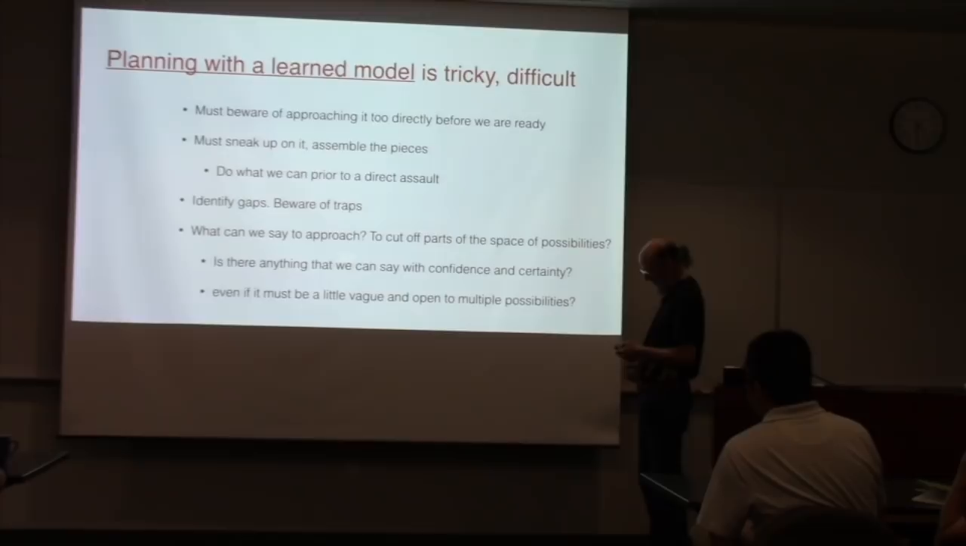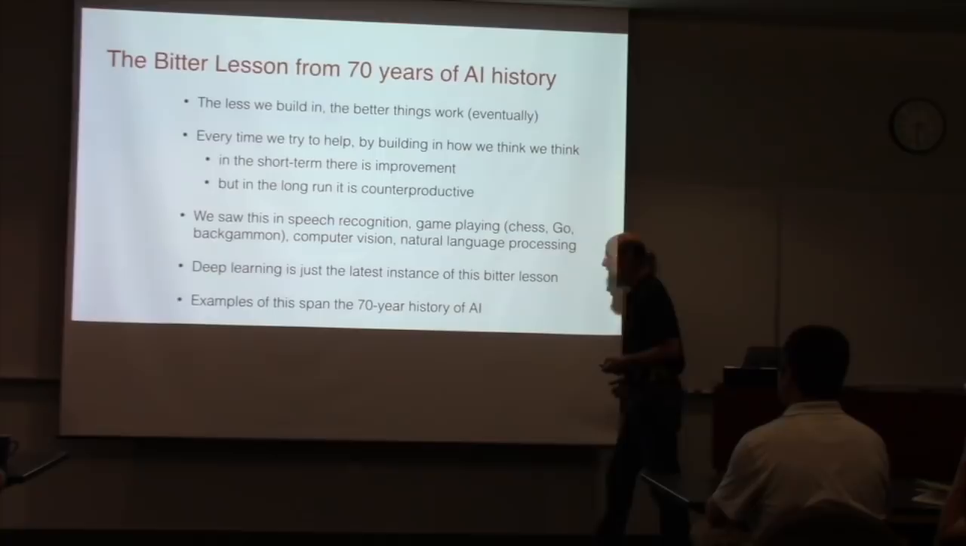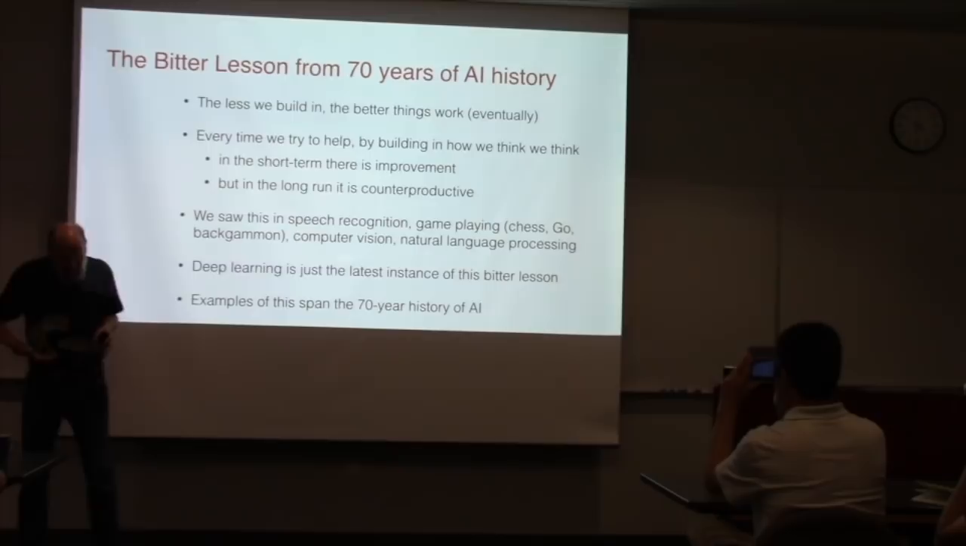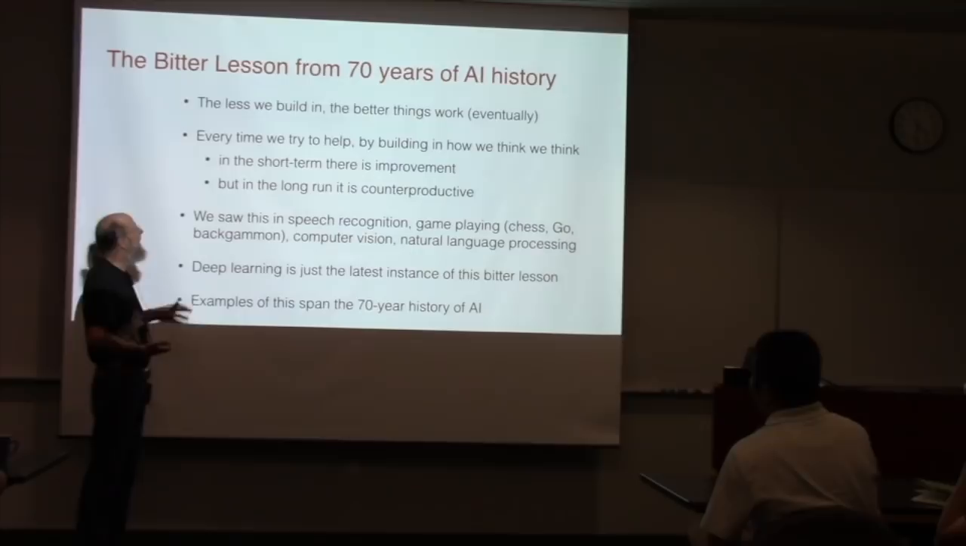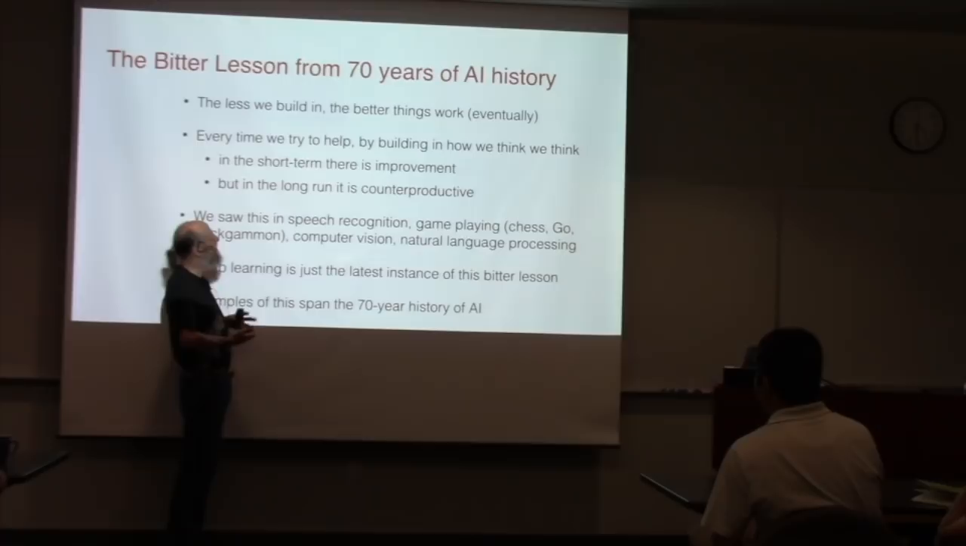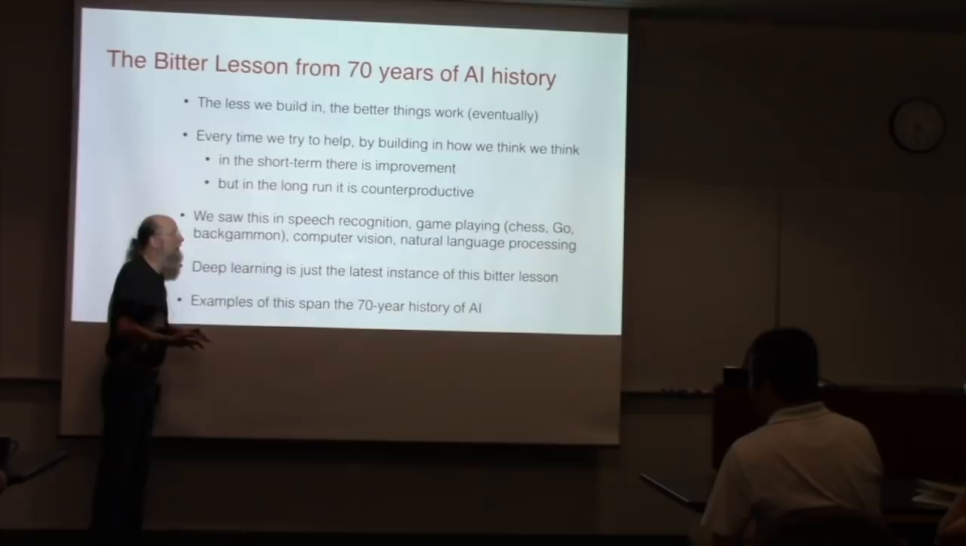Okay, so here's a couple of the traps. And this is a whole talk, really, but in one slide, I really feel that the last 70 years of AI have taught us one sort of bitter lesson. And the bitter lesson is that the less we build in, the better things work. So we try to build in our sense of how we think, we try to make it more knowledgeable, smarter, and it always ends up being counterproductive. It always helps a little bit when we're doing it, and it feels good, but in the long run, it's bad.